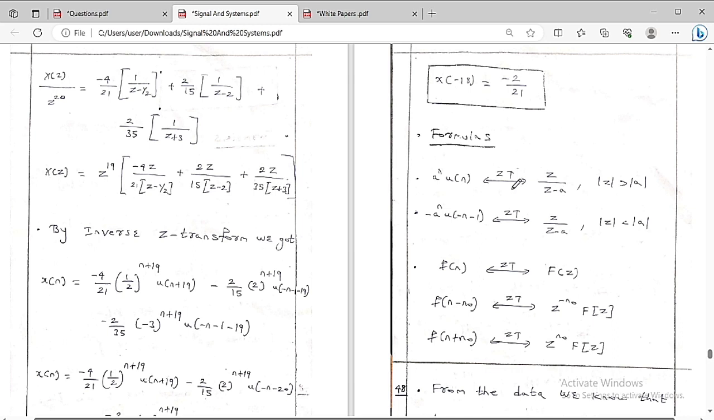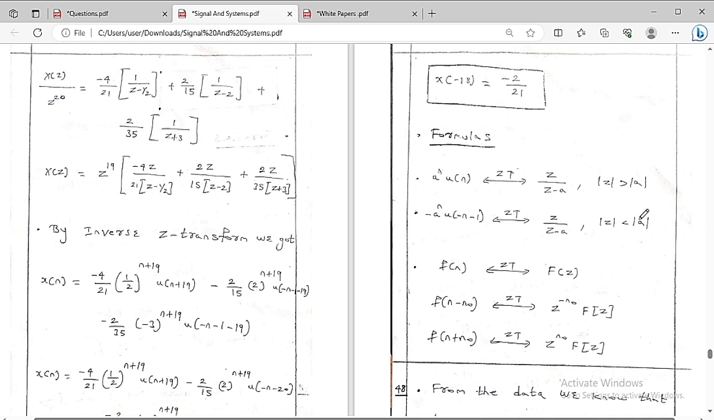So the ROC is outward, greater than mod A. But A can be positive, A can be negative, or A can be a complex number. Similarly, minus a to the power of n into u of minus n minus 1. This z transform is the same, it is z by z minus a.